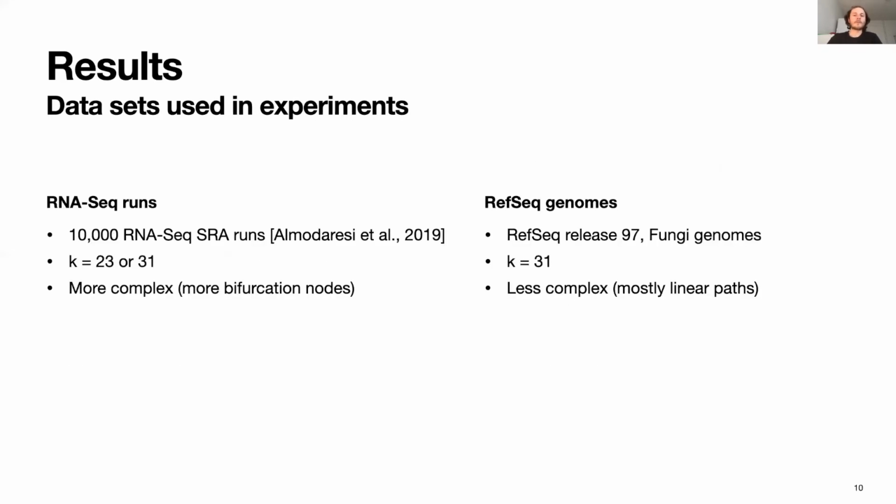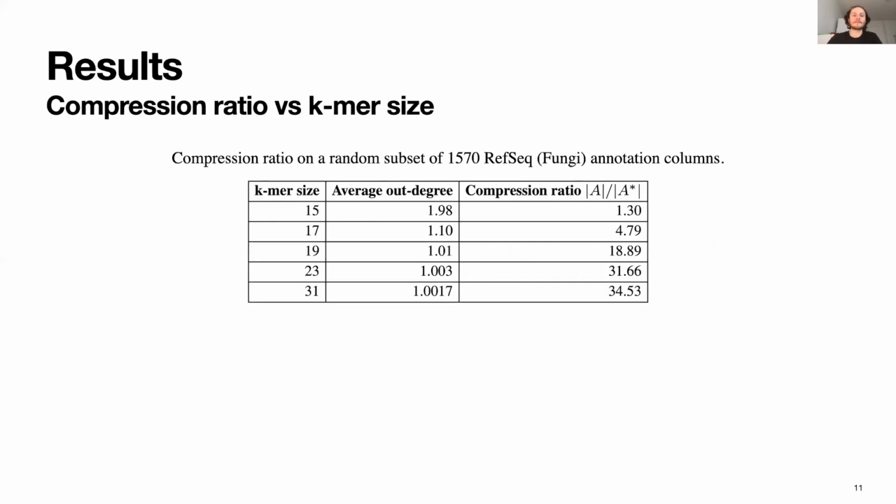We evaluated our approach on two types of data. The first dataset contains 10,000 RNA-seq experiments previously used for evaluating the Mantis MST method. The second dataset contains all fungi sequences from RefSeq release 97. The first dataset contains reads from 10,000 different sequencing runs and therefore includes significantly more variation. The reference sequences, on the other hand, build a graph which mostly consists of linear paths and therefore is expected to compress better with the proposed RowDiff method.